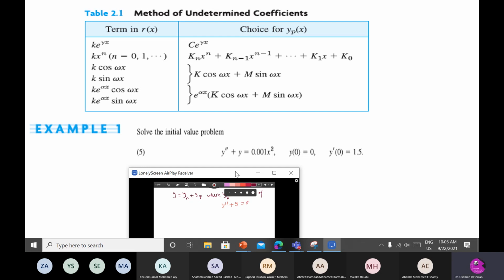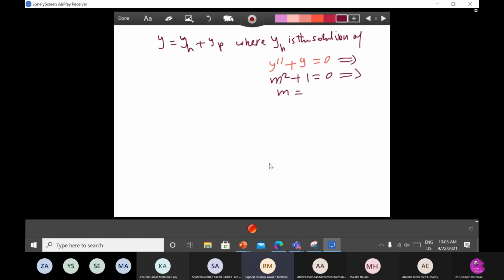How to solve this one? Straightforward. This one will become m squared plus 1 equal to 0. So m will equal to what?